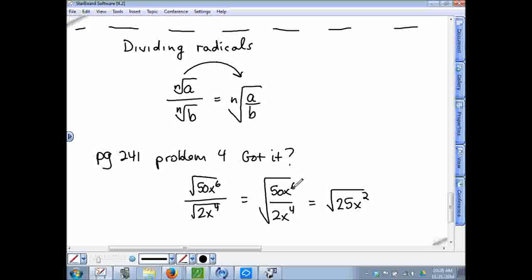So this just turns into the square root of 25x squared. 50 over 2 is 25. x to the 6 over x to the 4th is x squared. And now, bada boom, bada bing, we can simplify that even farther. Square root of 25 is 5. And then the square root of x squared is the absolute value of x, because it came out with an odd exponent. So it equals 5 times the absolute value of x.